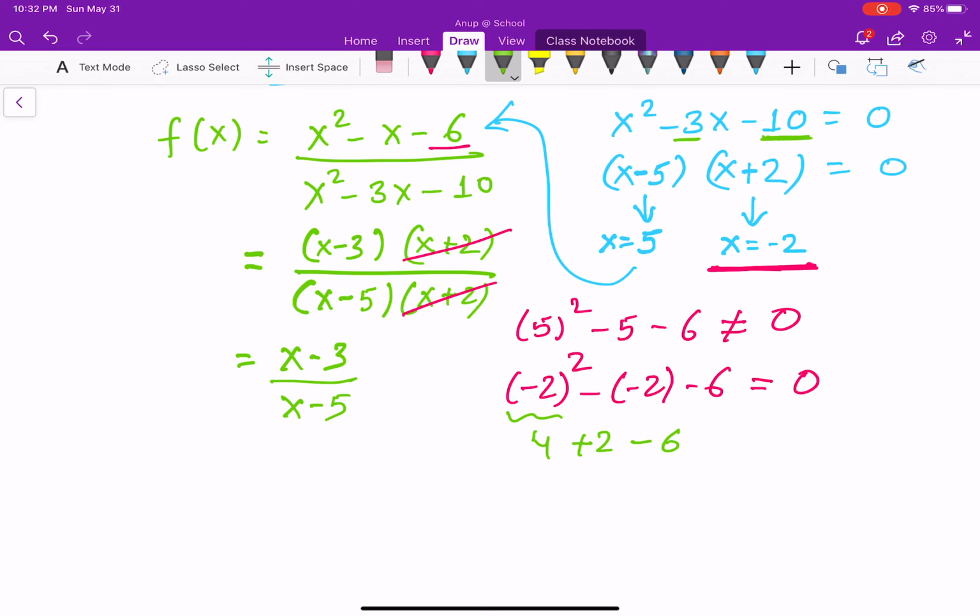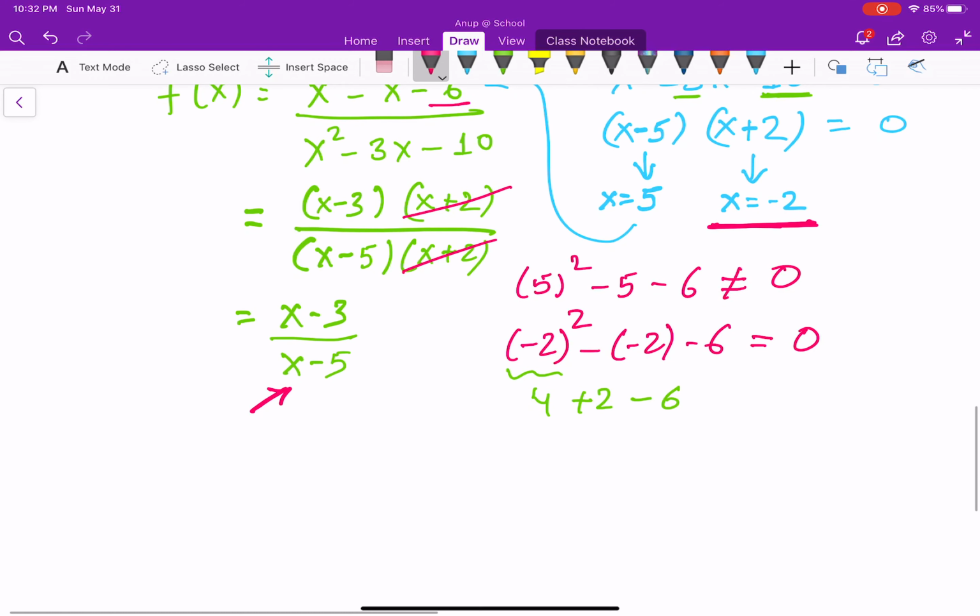You can see the denominator function will be 0 when x equals 5, and now they don't have any real zeros in common. So in that case, x equals 5 is the vertical asymptote of this given function f of x.